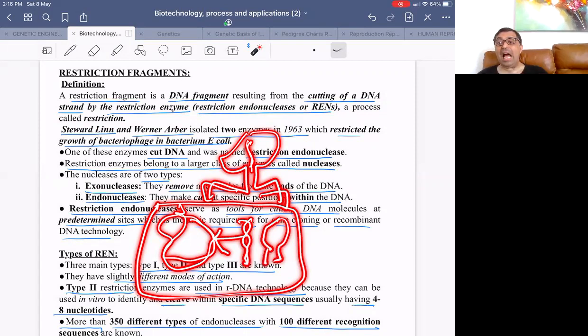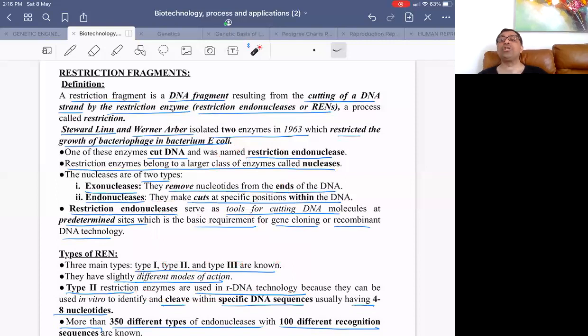So the bacteria will produce restriction endonuclease enzyme which will cut the bacteriophage DNA. It will break the bacteriophage's DNA and protect the bacteria from the action of bacteriophages. That is the reason bacteria produce restriction endonuclease enzymes. And restriction enzymes belong to a larger class of enzymes called nucleases.